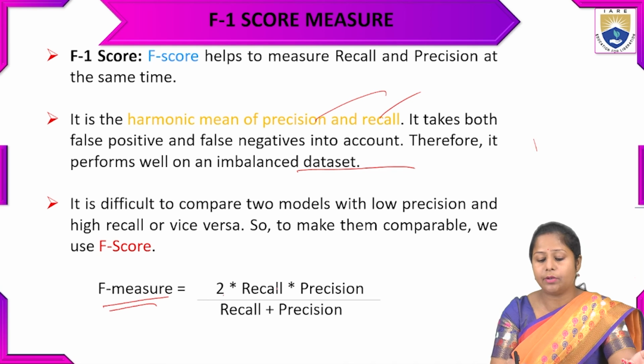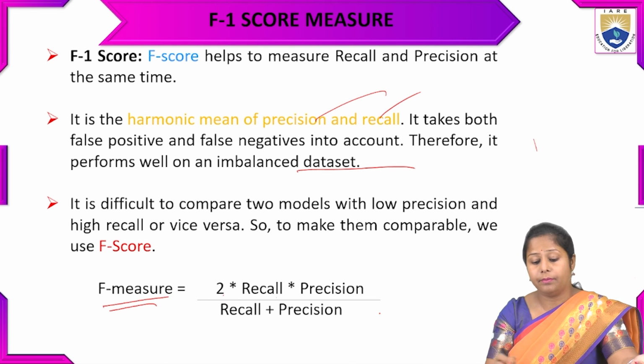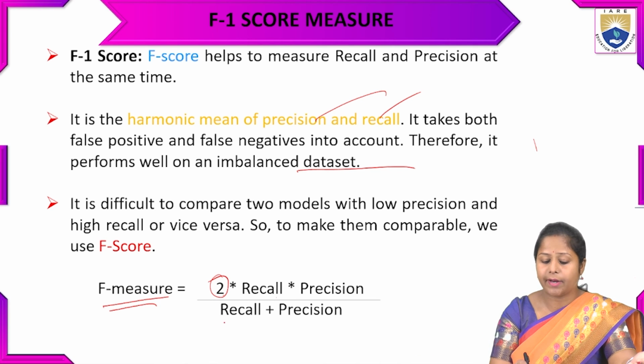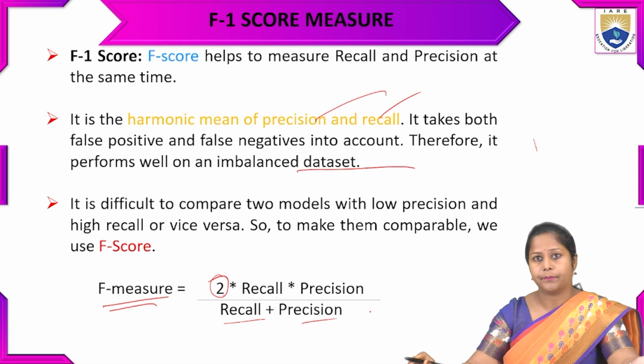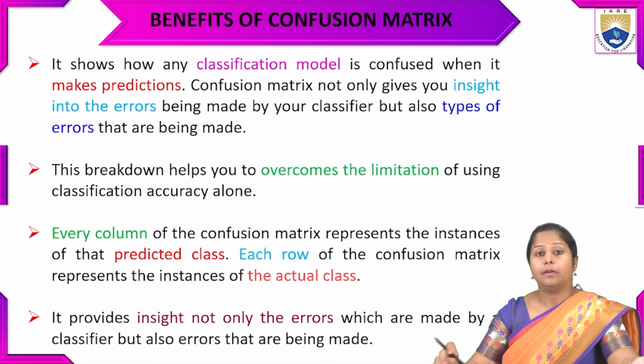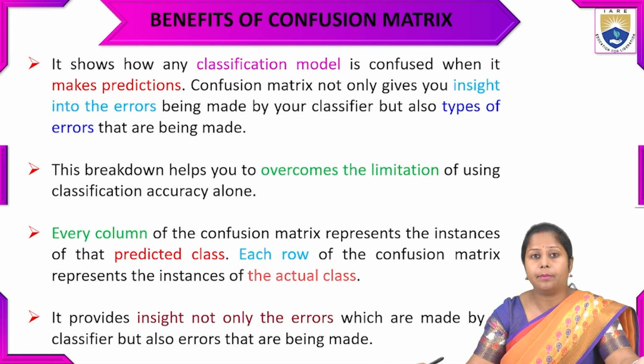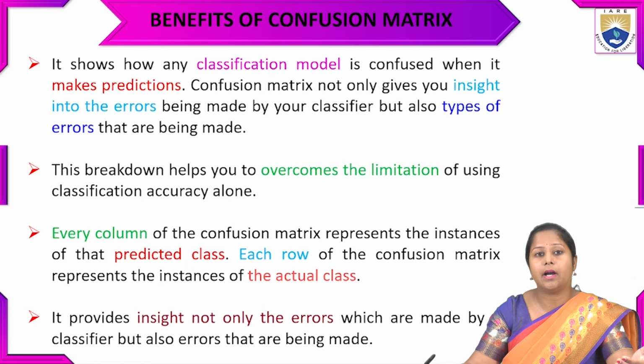The F score formula is F score equal to 2 into recall into precision. In the formula, 2 is multiplied by recall and precision, and then it is divided by recall plus precision. Now the measures have been completed. On the basis of the F1 score, recall and precision, we can evaluate how good a classifier the model is, and how accurately it is classifying the different class levels.